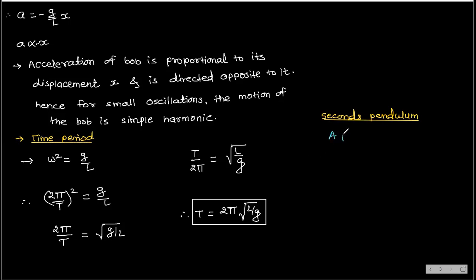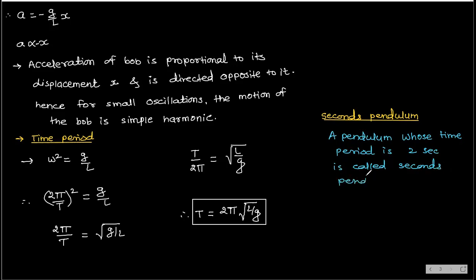A pendulum whose time period is 2 seconds is called a seconds pendulum. If you write all this, you will get 8 marks.